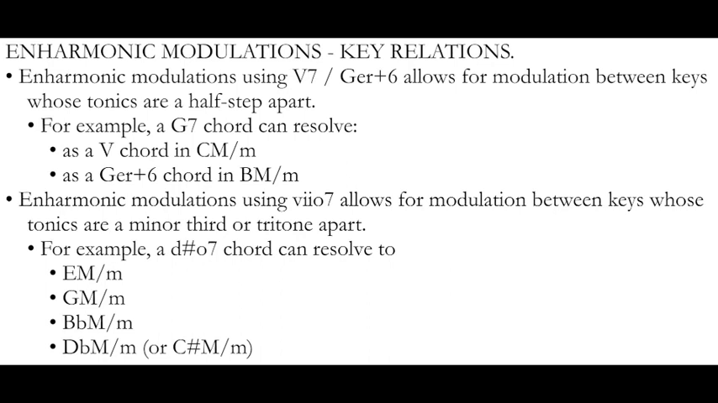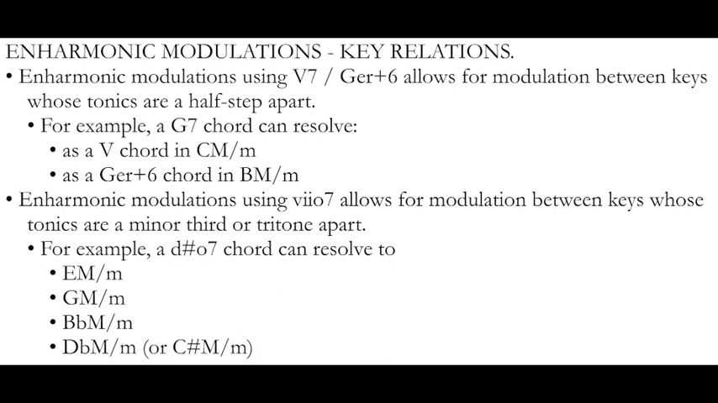We can go into more depth about those key relationships because we've seen some modulations that go pretty far. Enharmonic modulations that use dominant 7th pivoting to a German augmented 6th allow for modulation between keys whose tonics are a half step apart.